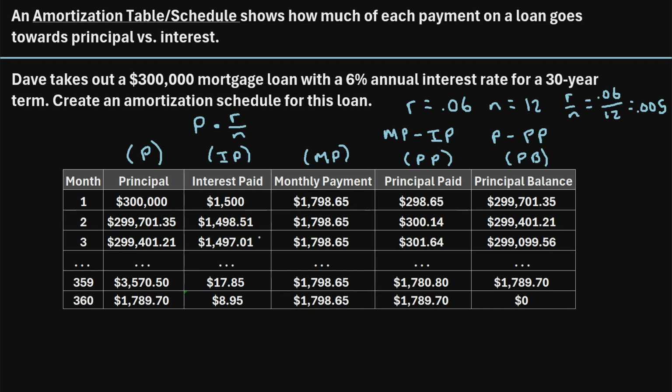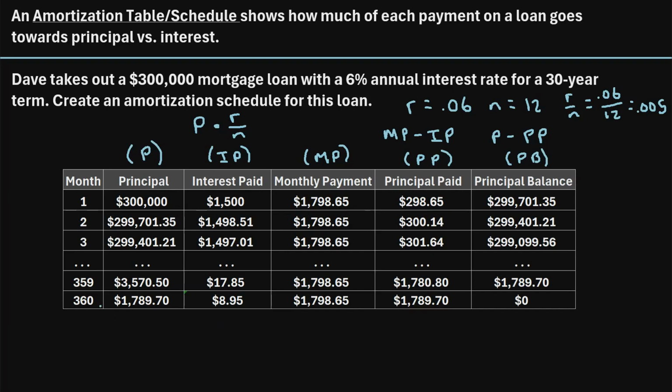One thing that we'll notice about an amortization table is that in the beginning, almost all of the monthly payment is going towards the interest paid. In this first month, we paid $1,500 in interest compared to only $298 in principal. But as we continue the loan, in the later months, we'll see that very little of it is going towards the interest, and almost all of the monthly payment is going towards the principal paid. So one feature of an amortization table is that the portion of interest paid is going down while the portion of the principal paid each month is increasing.